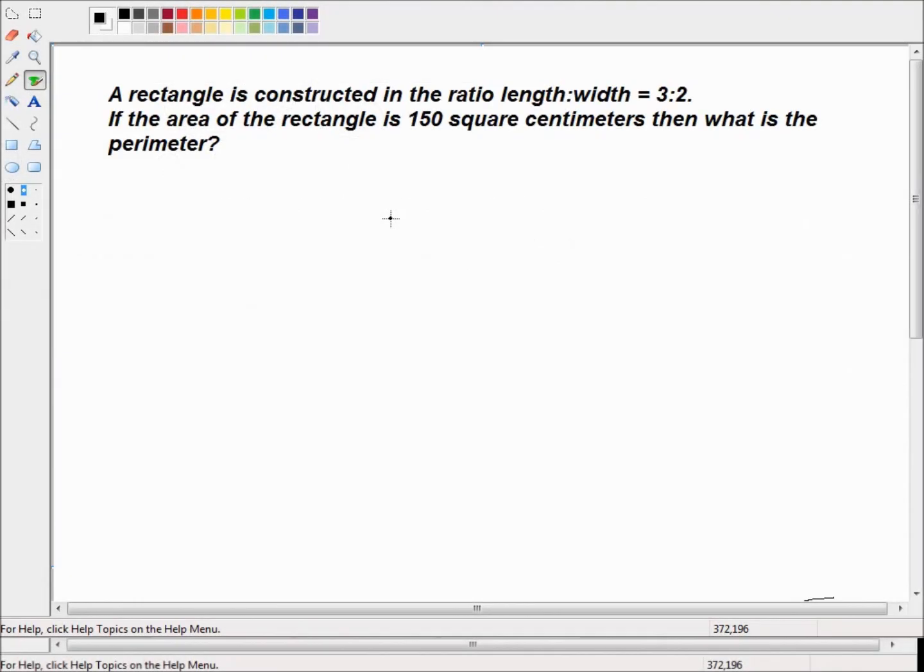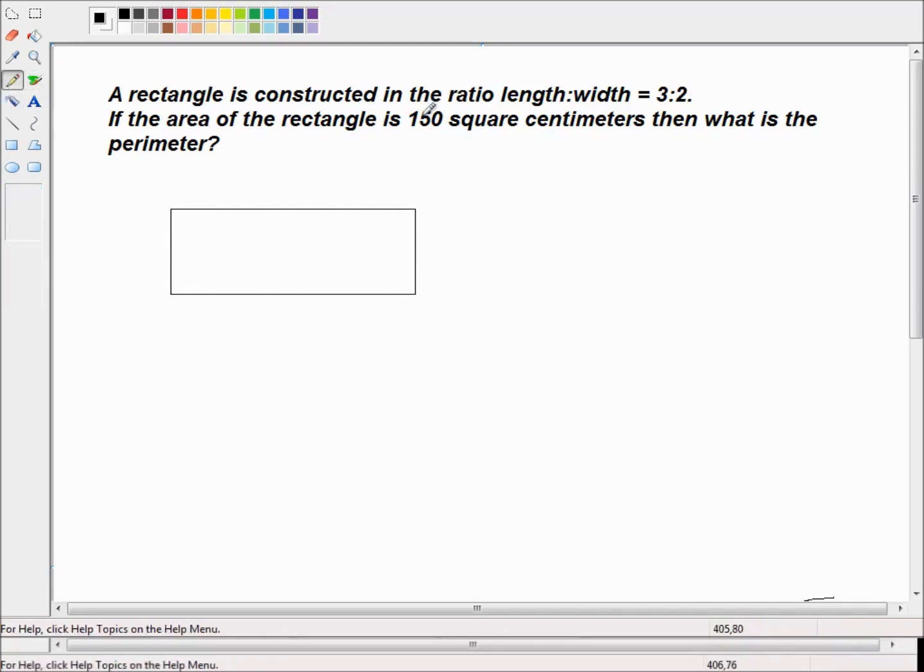Okay, so did that one get the old brain cells going? Alright, we've got a rectangle constructed in the ratio length to width is equal to 3 to 2. If the area of the rectangle is 150 square centimetres, then what is the perimeter? Well, I can think of two ways we can solve this. We can either solve it algebraically or we can solve it geometrically. Let's do the geometric method first because it's the quickest and easiest. And that's just to construct our rectangle.